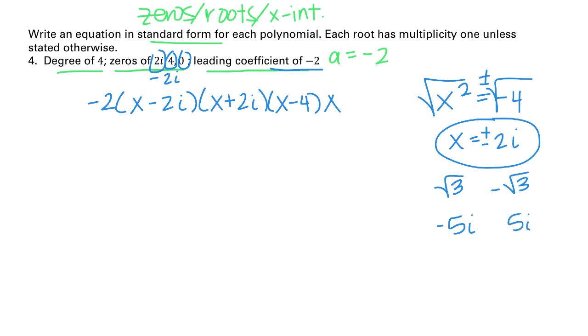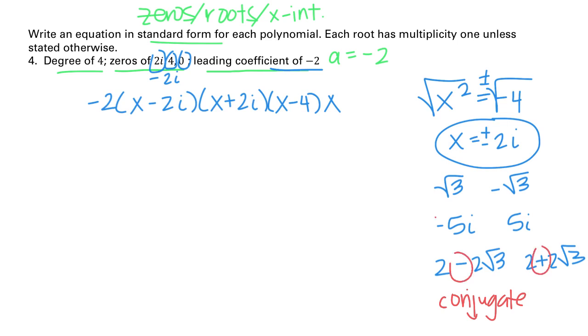Say you're solving with quadratic formula and one of the solutions or roots was 2 minus 2 root 3. Then that means 2 plus 2 root 3 would also be a root. These are called conjugates. Just the idea that you have the opposite sign in front of the root part. One's positive, one's negative. That's called the conjugate.